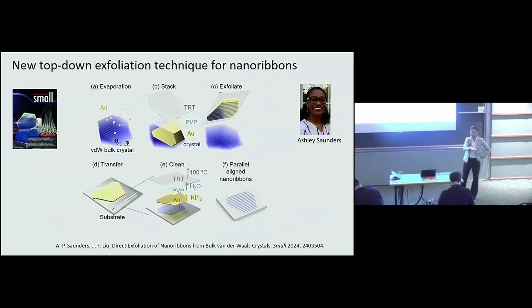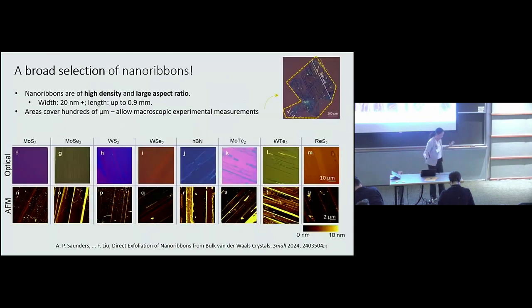This side can have a lot of parallel aligned steps, and now we are exfoliating the monolayers from these parallel aligned steps, and that exfoliates as parallel aligned single crystal monolayer nanoribbons. With that, we can create a huge selection of different types of monolayer single crystal nanoribbons. They are laid flat and parallel, aligned with each other. That includes all of the TMDCs, hBN, MoS2, WS2, ReS2, and here are the optical and AFM images of them. They also cover hundreds of micrometers in size, and that allows macroscopic experimental measurements on them.